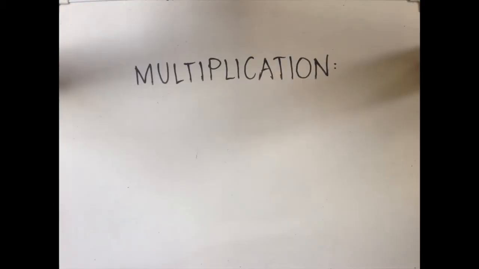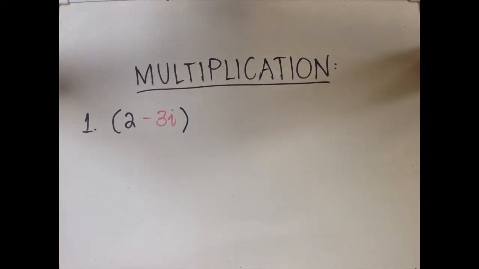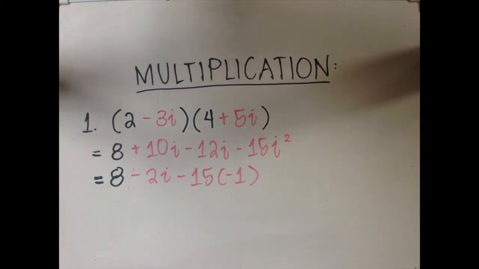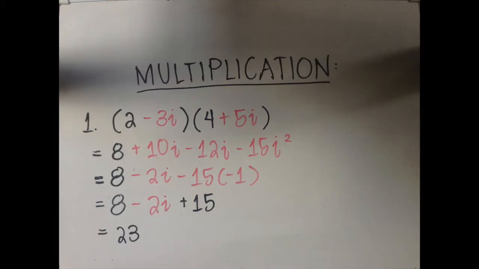In multiplying complex numbers, we use the FOIL method, where the first, outer, inner, last terms are multiplied. In this example, quantity 2 minus 3i times quantity 4 plus 5i is equal to 8 plus 10i minus 12i minus 15i squared, which is equal to 8. 10i minus 12i is negative 2i. i squared is negative 1, so negative 15 times negative 1, then add like terms. The answer for this example is 23 minus 2i.